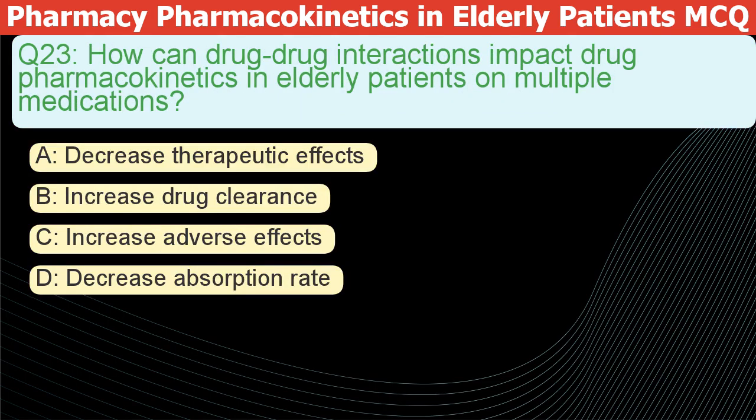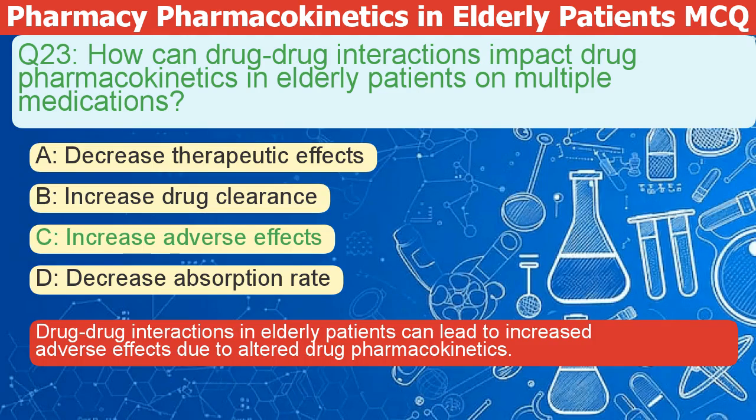How can drug interactions affect how the body processes medications in older adults taking many drugs? A. Decrease therapeutic effects. B. Increase drug clearance. C. Increase adverse effects. D. Decrease absorption rate. The correct answer is C. Drug-drug interactions in elderly patients can lead to increased adverse effects due to altered drug pharmacokinetics.